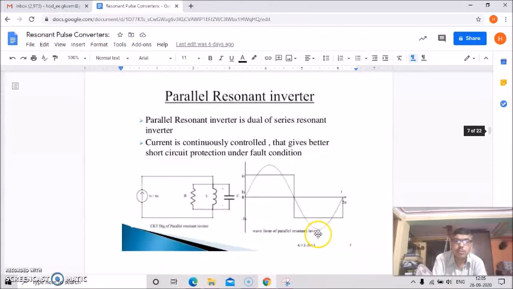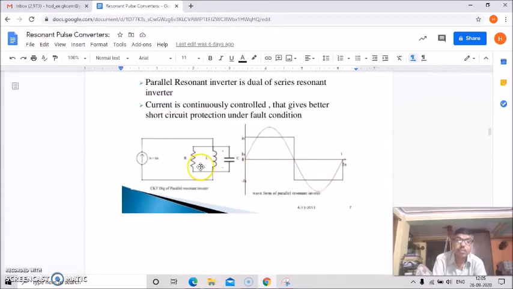So now we'll look at the parallel resonant inverter, which is a dual of the series resonant inverter. Basically, current is continuously controlled, and that gives better short circuit protection under fault conditions. Okay, so this is the circuit diagram of the parallel resonant inverter. Clear? And this is the waveform of the parallel resonant inverter.